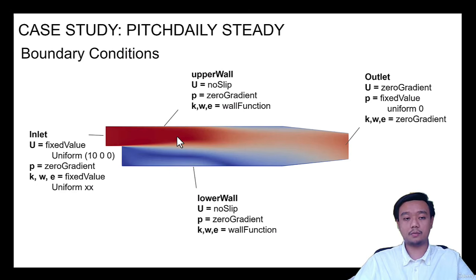Zero gradient means that we are not specifying the fixed value. Let's say if we input a pressure of 1 atmosphere, like 10 to the power of 5 Pascal, but instead we use the zero gradient. It means that it has a certain value of pressure, but it will be automatically calculated based on the flow. So we have a certain amount of velocity, and the value of pressure will be calculated by, let's say, the pressure drop. So zero gradient means that it will follow the flow.